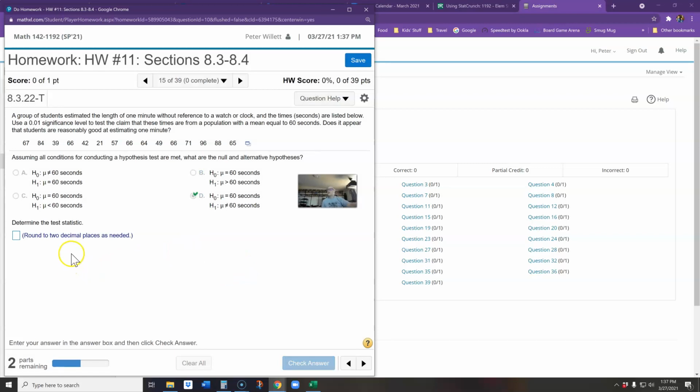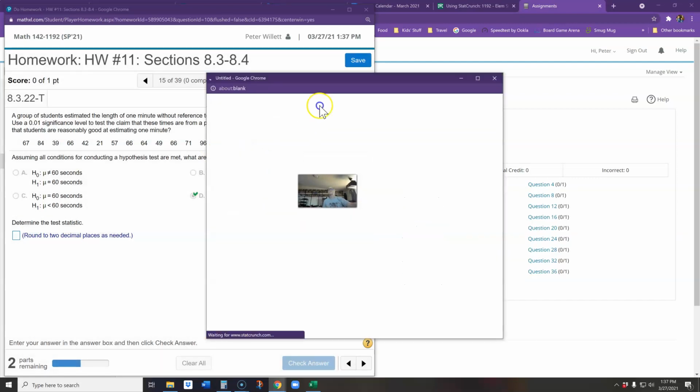So then it says determine the test statistic. So we are asked to determine a test statistic, and we need to know which distribution to use. We are given the data, so we're going to enter the data into StatCrunch. So I'm going to click on here to open the data in StatCrunch.